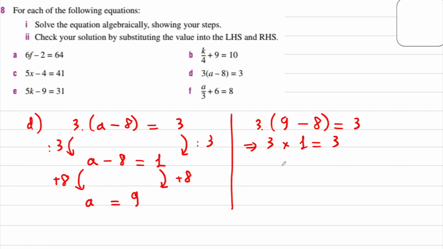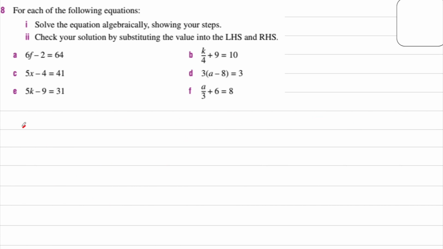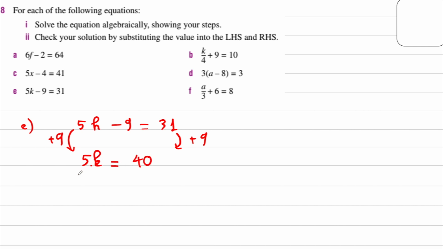We continue to question E. About question E, 2 steps. The first step is plus 9, of course. Plus 9 for the left, plus 9 for the right, and then 5k will be here. After that, you get 40 here, and since it is multiplied by 5, divide by 5, this one divide by 5 here. This is k.